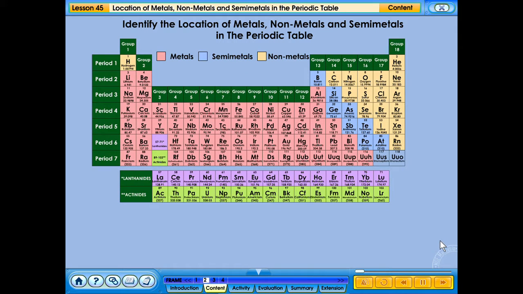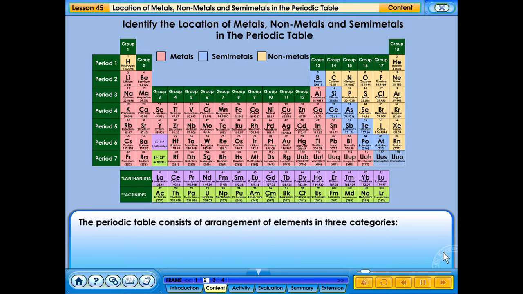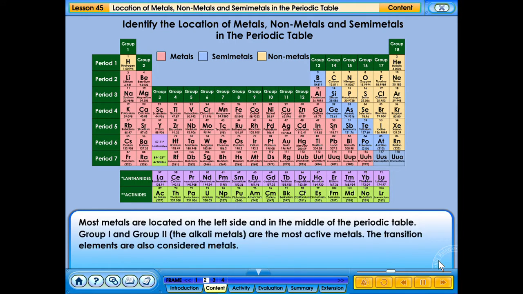Observe the periodic table. The periodic table consists of an arrangement of elements in 3 categories: metal, non-metal, semi-metal or metalloid. Where are the metallic, semi-metallic, and non-metallic elements located in the periodic table? Most metals are located on the left side and in the middle of the periodic table.